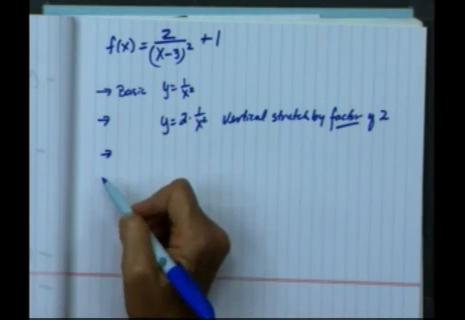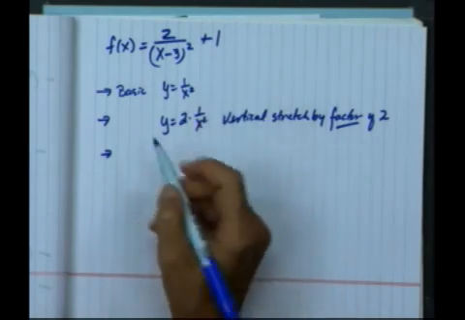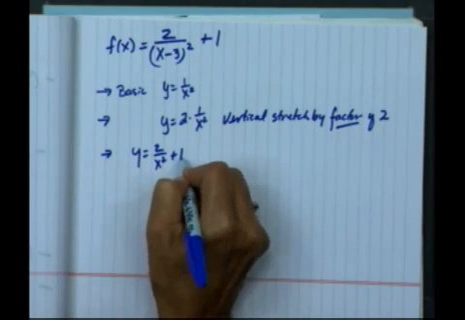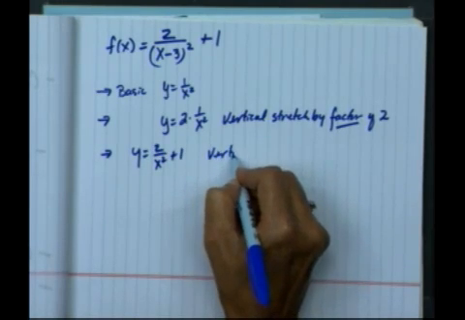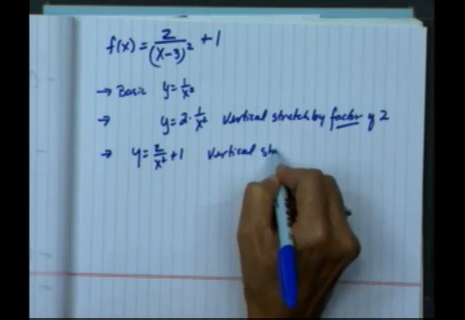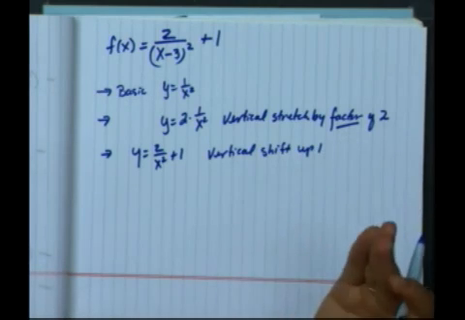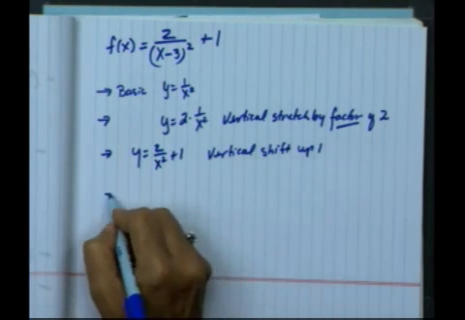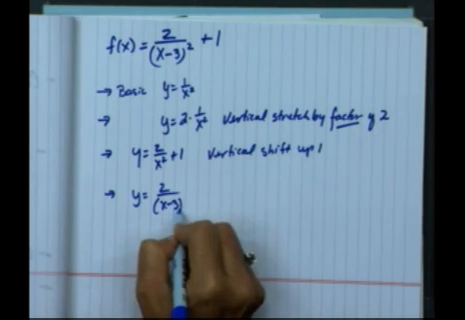Okay, now what's the next thing you're going to do? Add 1. So now we have y equals 2 over x squared plus 1. This will be a vertical shift up 1. Now when you shift something up 1, the asymptotes will be shifted. Everything's shifted. Okay? All right, and then the next part, y equals 2 over x minus 3 squared plus 1.